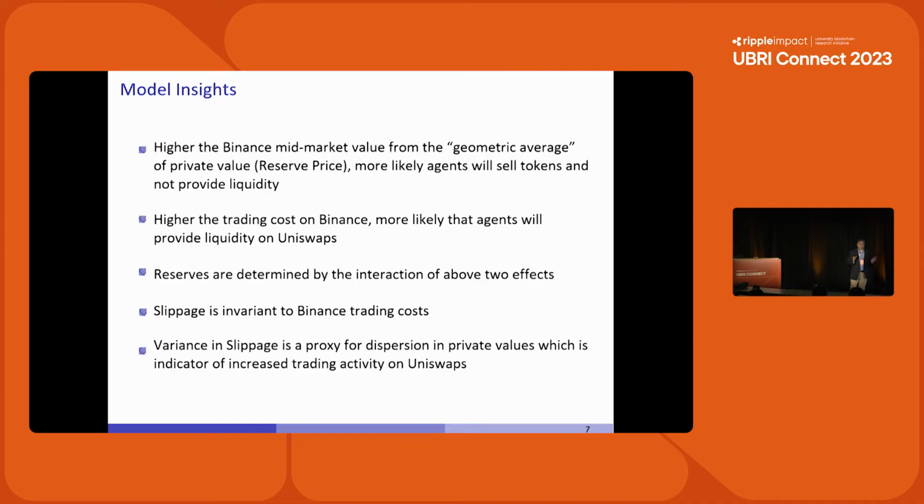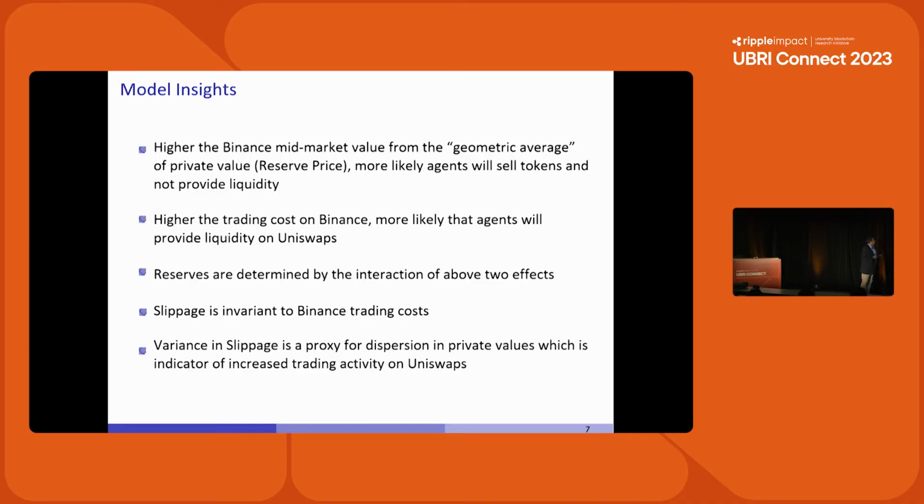So these two markets are unrelated to the extent that slippage is not affected by trading cost on Binance. And the other thing is that variance in slippage is a proxy for dispersion, so it will tell us what is driving activity in Uniswap, what is driving liquidity activity or trading activity in Uniswap.